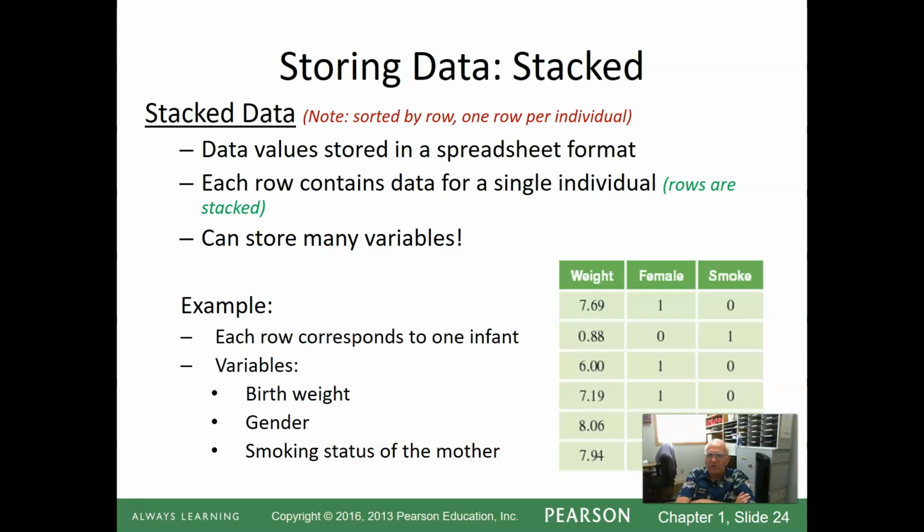Again, these could have been recorded as just text information rather than numeric, but the point there is that in stacked data, each row represents an observation, each column represents a variable. And that's the way that data often come to us. In fact, it's my favorite format.